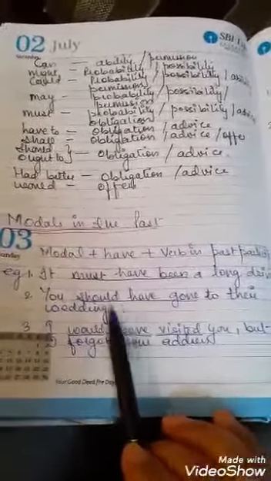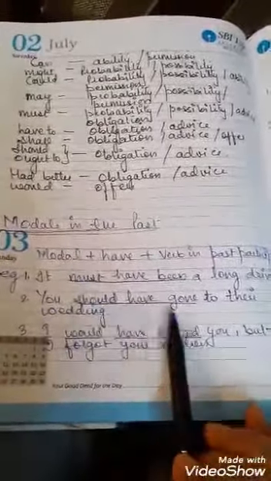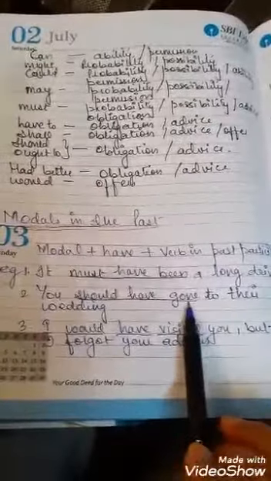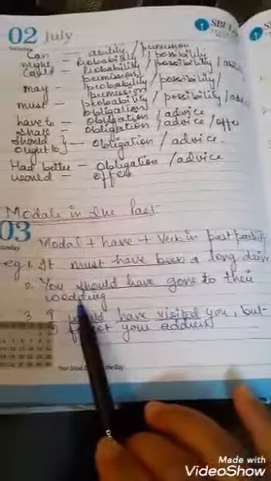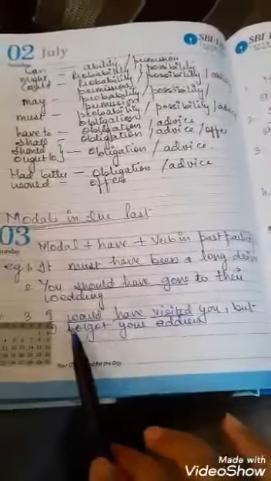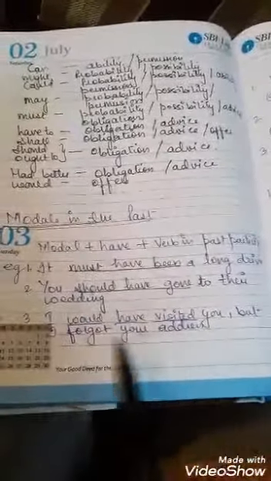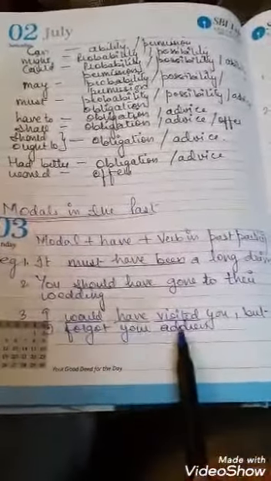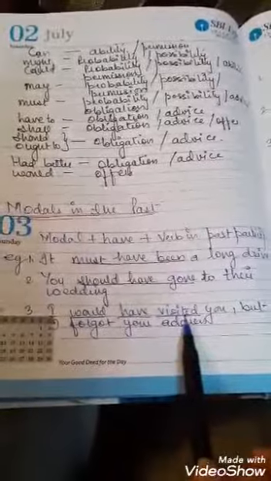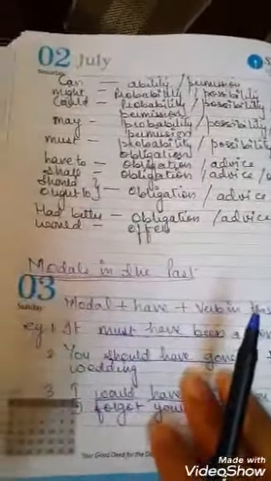You should have gone to their wedding. Should is the modal, have, and the third form of the verb go, the past participle. Third example, I would have visited you, but I forgot your address. Would is the modal, plus have, plus the third form of visit. So like this, modals are used.